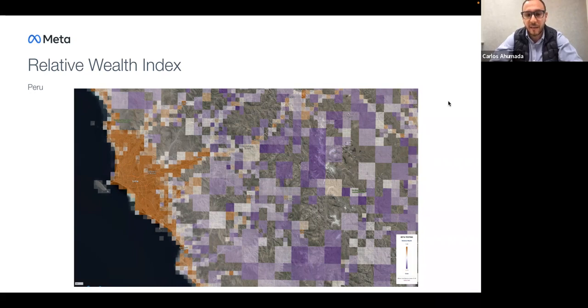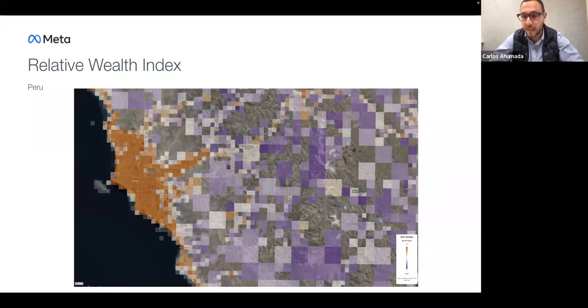For example, this is an image of Peru, and you see that the capital, Lima, is of course much more wealthy than the more rural areas within Peru. We also see that those areas that are connected through a road are comparatively wealthier than other areas that are less connected. So as I was saying, this is using traditional and non-traditional data.